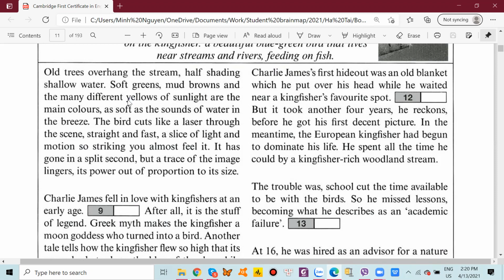And the next one, the many different yellows of sunlight. So here they also mention the colors of the sunlight.